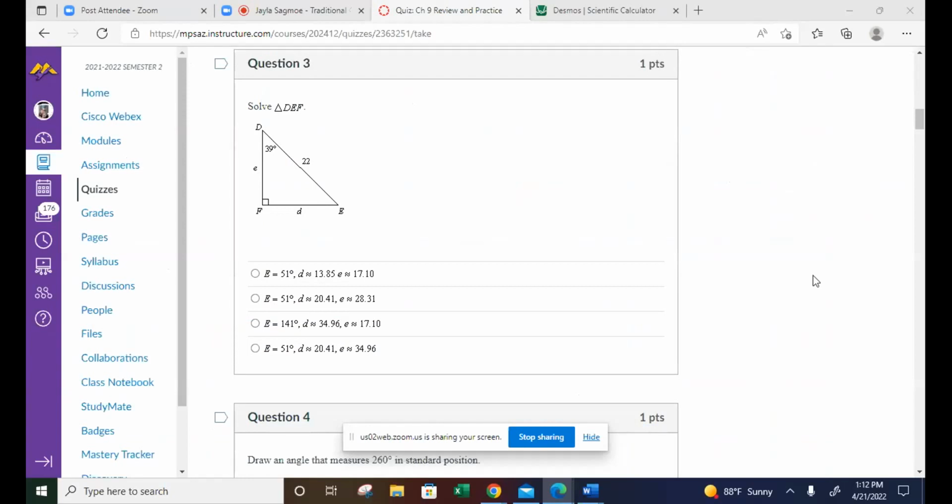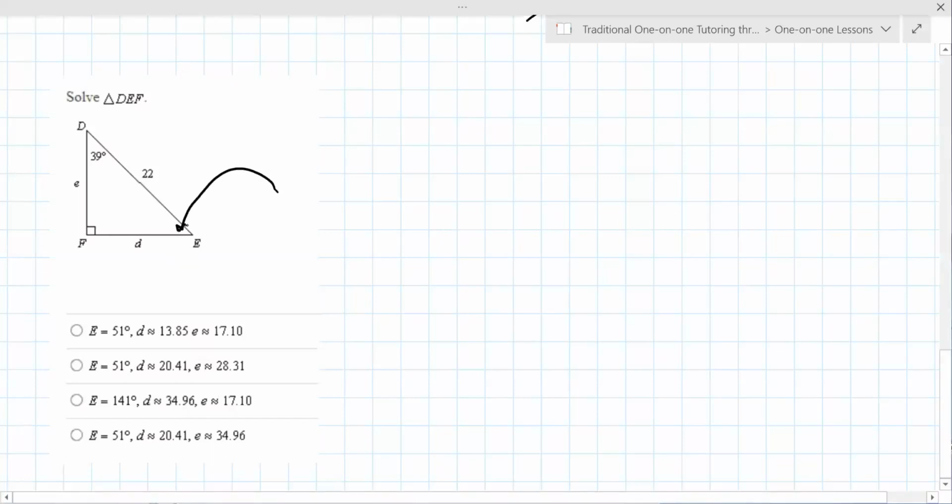All right, so this one's really similar. It's the same problem with different numbers. Which answer can we immediately eliminate? Or in other words, what is the missing angle that you can quickly find? The missing angle is the angle that is in the lower right. This angle right here, we can find that really quickly. It's 90 minus 39.